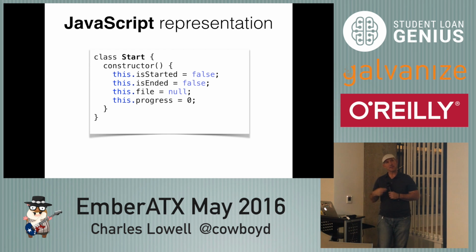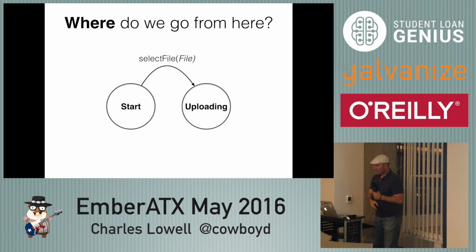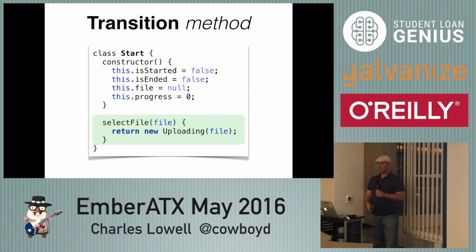But there's something that's missing in the description of this state. Because a state in a state machine isn't just its properties. When you describe a state, you have to describe the ways in which that state can move to another state. So in this case, we have our start state, and we have a transition that happens on file selection to the uploading state. And the way that we're going to do that is with a method.